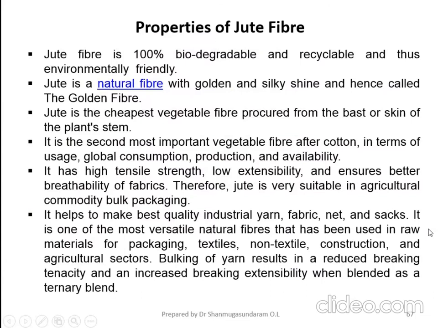So coming to the properties of jute fiber. Jute fiber is 100% biodegradable and recyclable fiber, and this fiber is environment friendly. Yes, nowadays we are talking about environment friendly fibers. So jute is a natural fiber with golden and silky shine. So how the shining? It looks like your silk fiber, and hence it is called golden fiber.